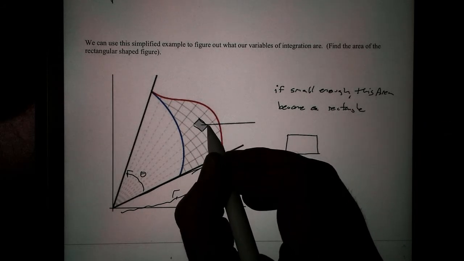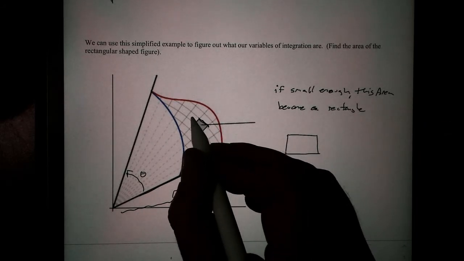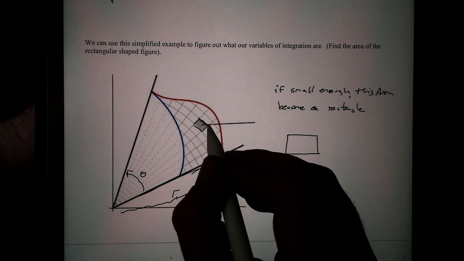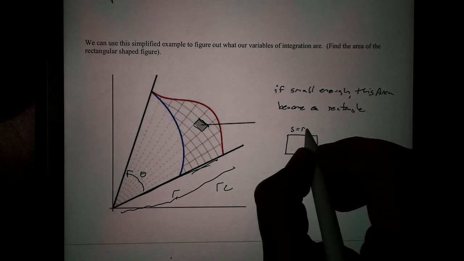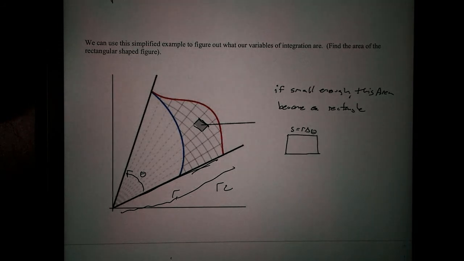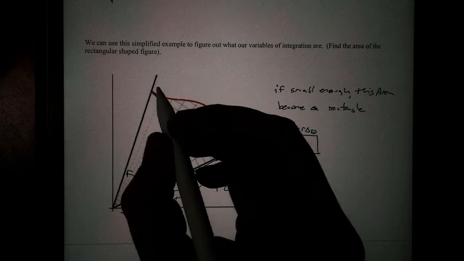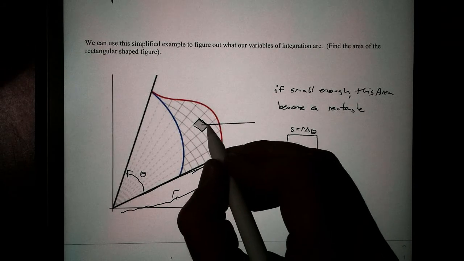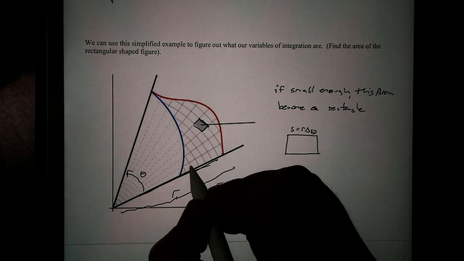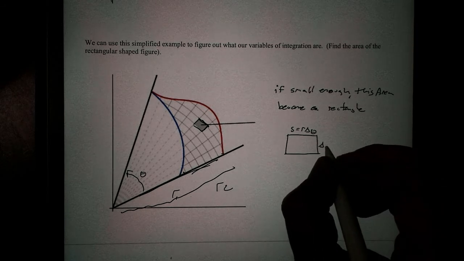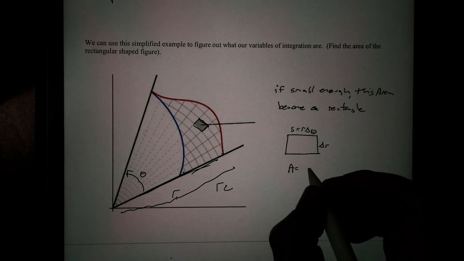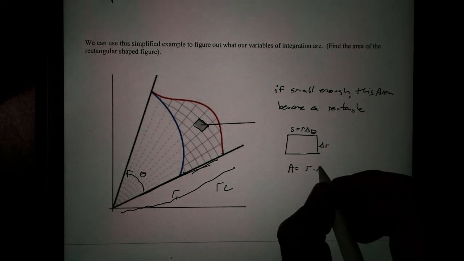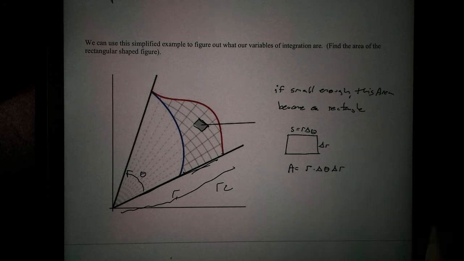This little region right here is part of an arc. And how we get the length of an arc, from pre-cal, was s equals r times the change in theta, r delta theta. You remember that from pre-cal, hopefully. This other length right over here is just the difference in my two radii, so that length is delta r, my change in radius. So I can say the area of my rectangle is r delta theta delta r.